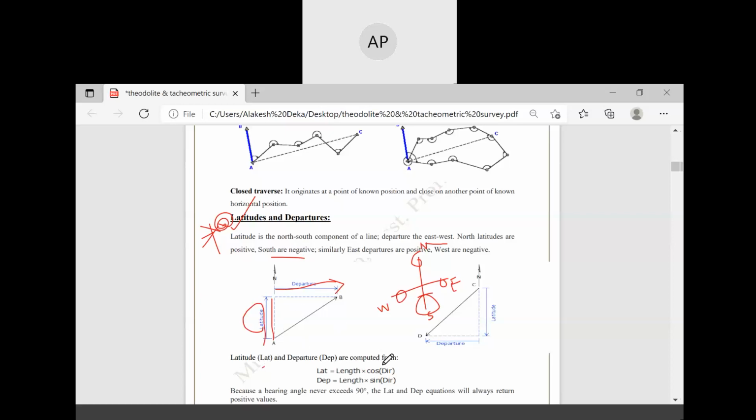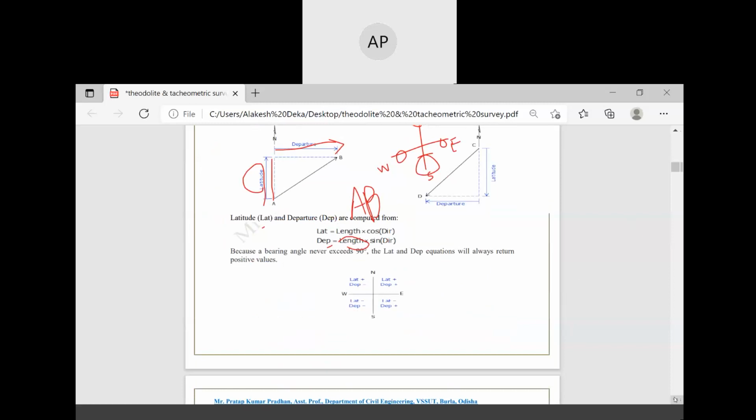latitude and departure are computed: latitude equals length into cos theta, and departure equals length, whatever it may be, suppose AB sine theta, and latitude is AB cos theta, like that. We have to measure. Because a bearing angle never exceeds 90 degrees, the latitude and departure equations will always return positive values. So these are the signs of latitude and departure.